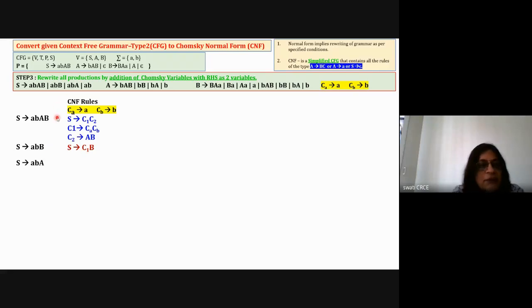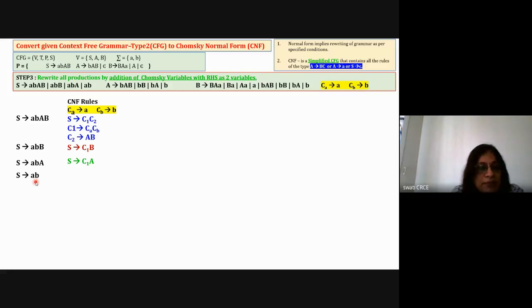I'll take the third rule. S is equal to small ab, capital A. Again here AB is there, so I can reuse the variable. So I'll say S is equal to C1, capital A. So left hand side is a single variable, right hand side two variables. Now take the next rule. S is equal to small ab. So S is equal to small ab.